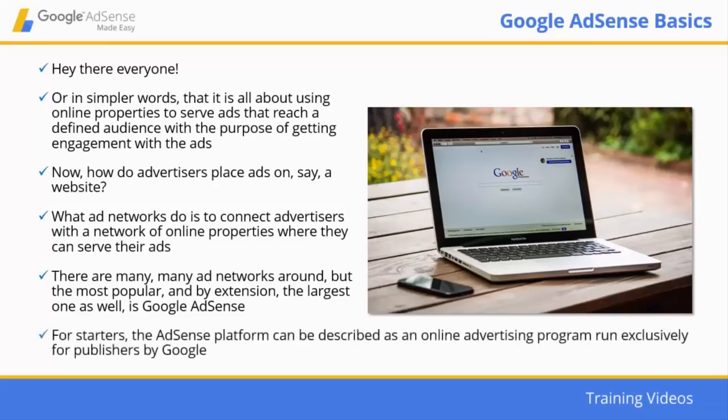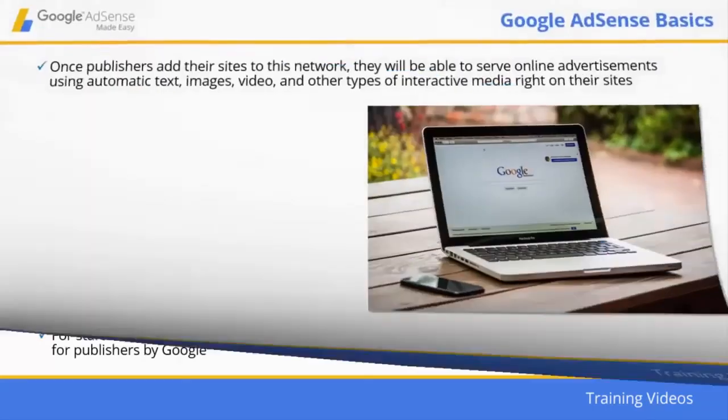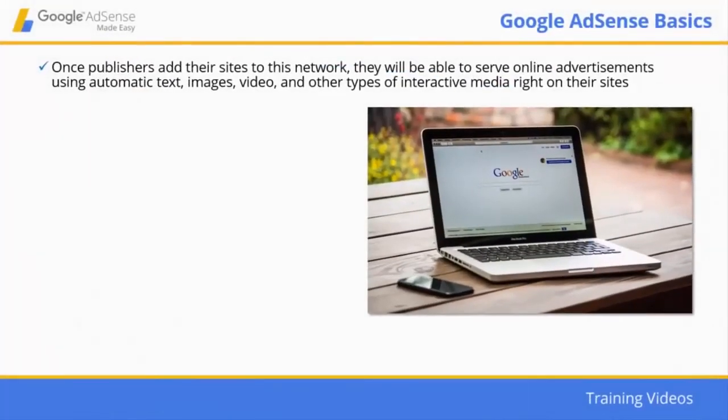For starters, the AdSense platform can be described as an online advertising program run exclusively for publishers by Google, which allows them to add their online properties to the Google network of content sites. Once publishers add their sites to this network, they will be able to serve online advertisements using automatic text, images, video, and other types of interactive media right on their sites. These advertisements, or ad units, are targeted according to a site's content and audience.